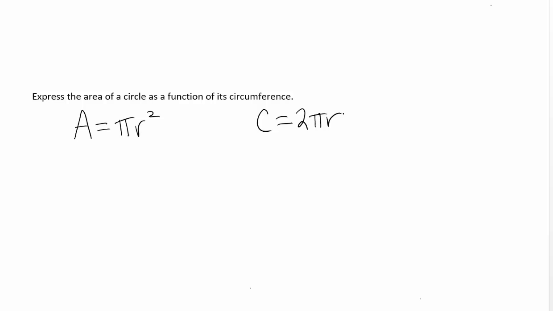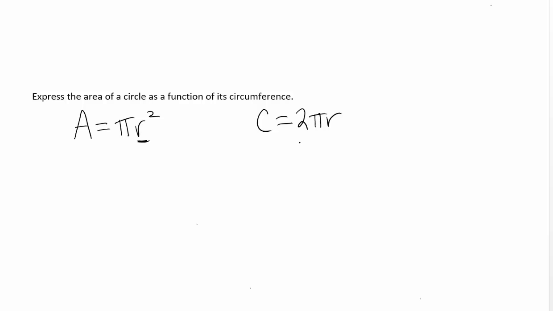So here we want the area, so we want this formula area to be in terms of its circumference. And right now the area formula is in terms of the radius. So I kind of need to get rid of this r and I need to turn that r into a circumference. And that's what this formula is going to enable me to do.